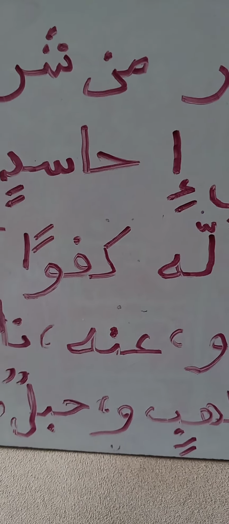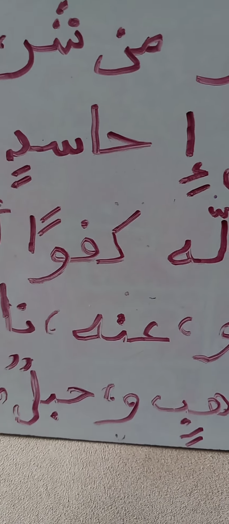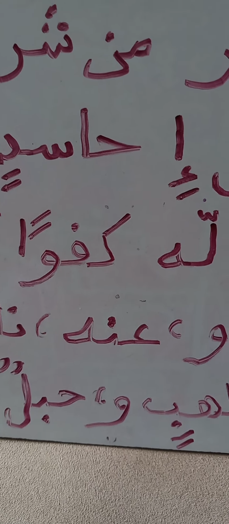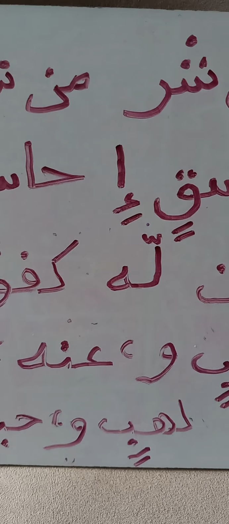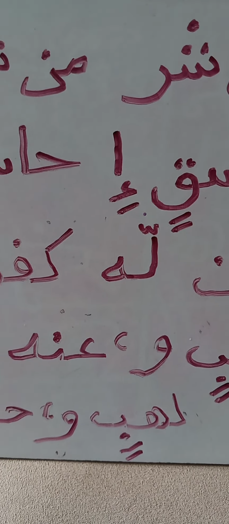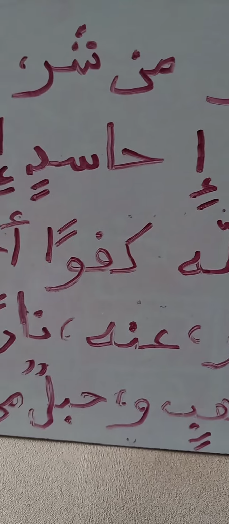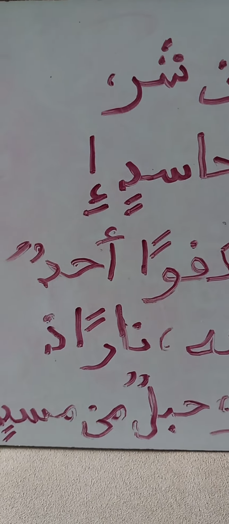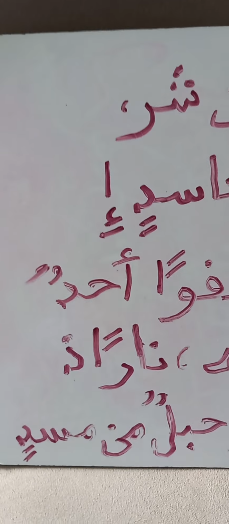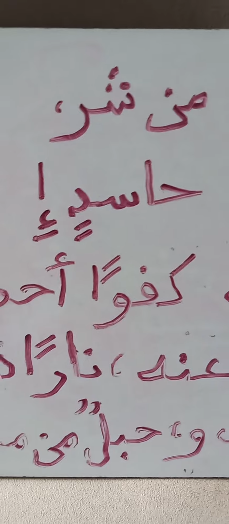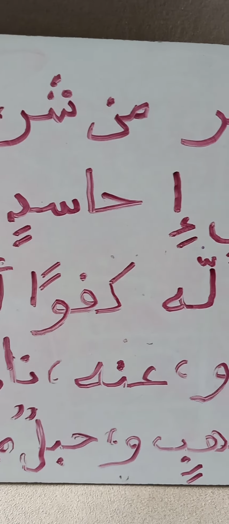All right, getting on with it. If you have these 6 letters, you have idgham, the idgham category. This is the combination category, and it has a subcategory that does not have nasalization. What 6 letters are these? What are the 6 letters of the second category? Ya, ra, mim, lam, waw, noon. There you go. And what's the subcategory within that category?